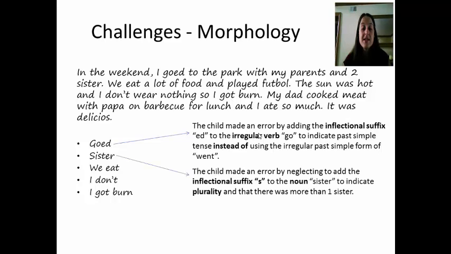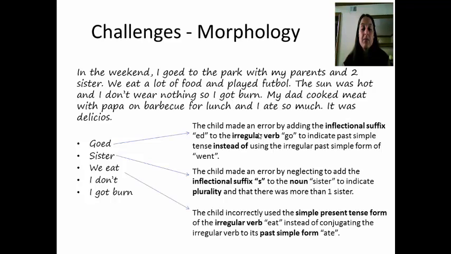Here's another example. Sister. The child made an error by neglecting to add the inflectional suffix s to the noun sister to indicate plurality and that there was more than one sister. Let me show you an example for we eat. The child incorrectly used the simple present tense form of the irregular verb eat instead of conjugating the irregular verb to its past simple form ate.